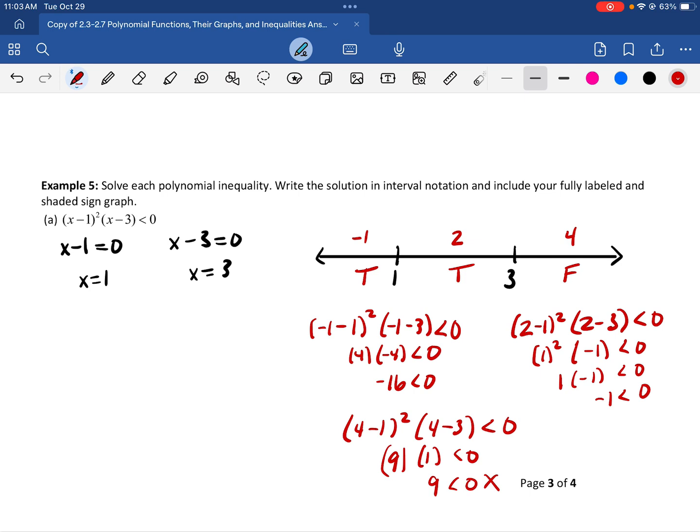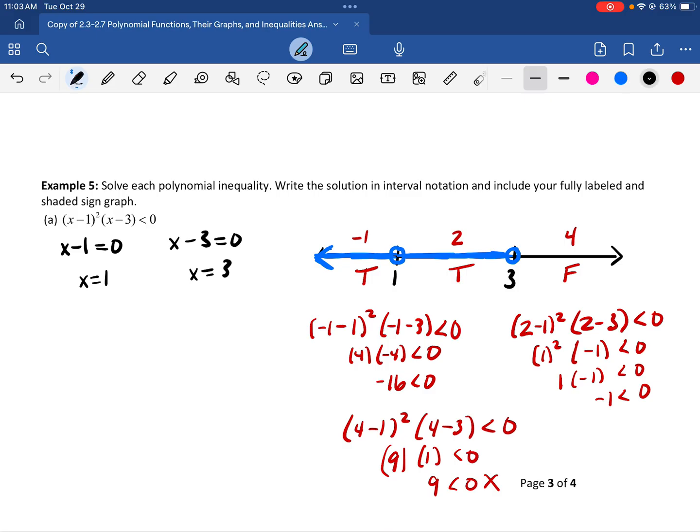So remember we said we shade in the regions that are true. So I'll shade here. And I'll shade here. Right, and then we've got to figure out, this one again did not have an equal to sign, so at these particular points they are both going to be open circles.